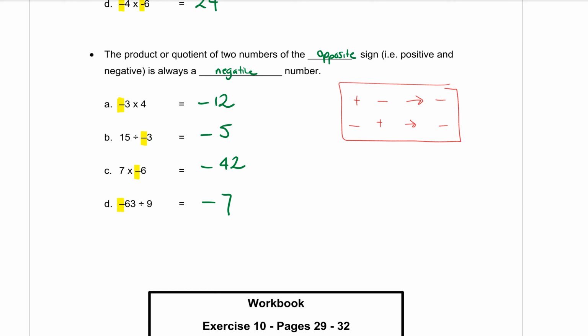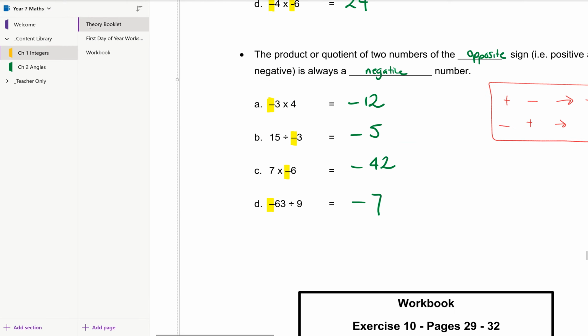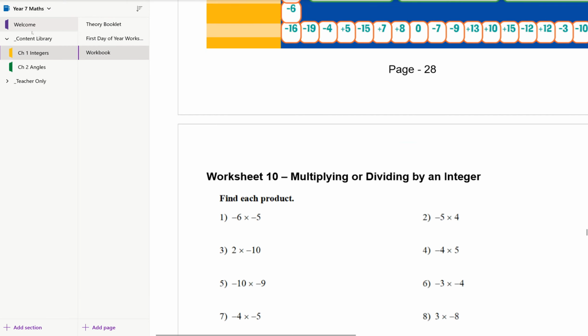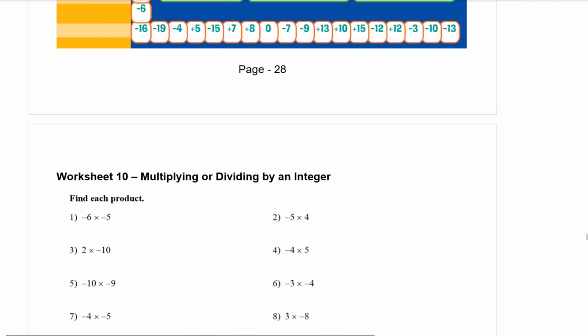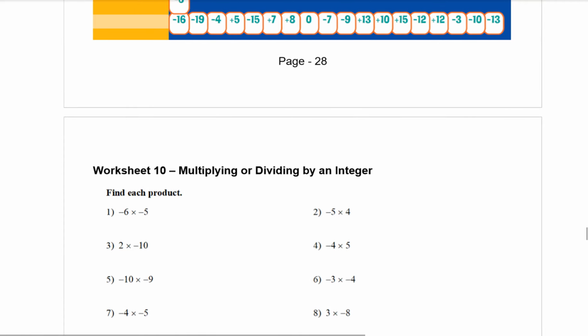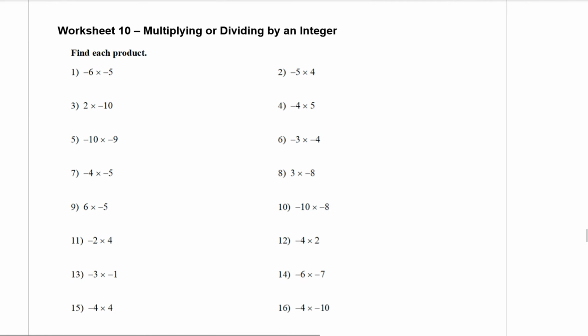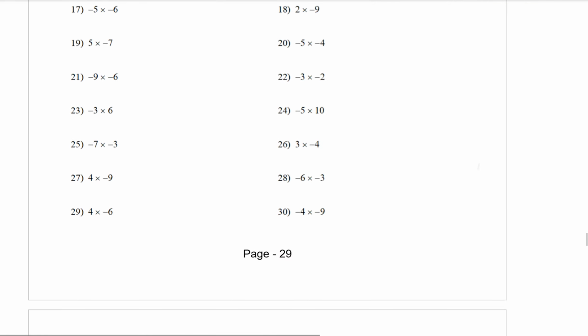Yeah? All right. Just be careful you're not mixing up with your adding and subtracting. So now you need to get out your work booklet. There is 4 pages there. What I would like you to do is do the first page, page 29 there, and then I want you to stop and check your answers. Okay, just to make sure that you're getting your signs right.